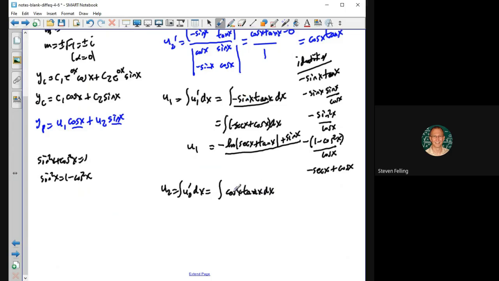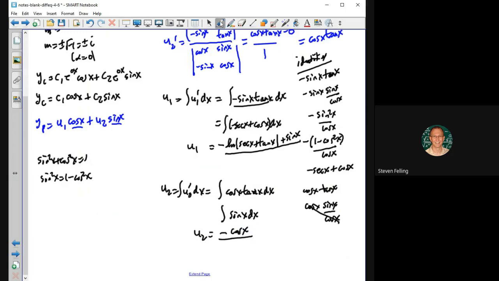But actually, if we do some identity work here, what's cosine x times tangent x? Well, tangent x can be replaced by sine x over cosine x. So these cancel, and this is in fact just the antiderivative of sine x, which would be negative cosine x. Okay, so u2 is that.